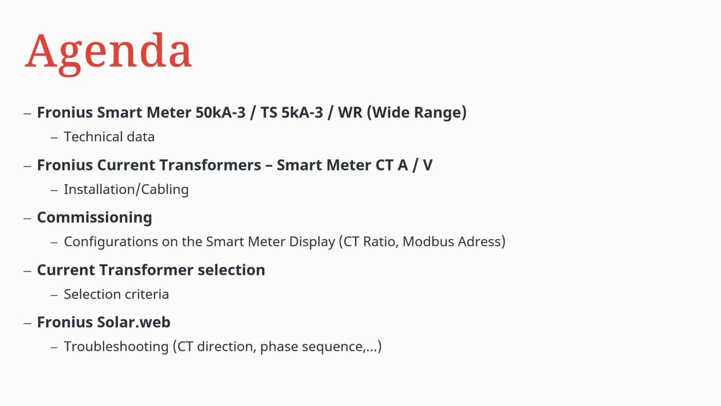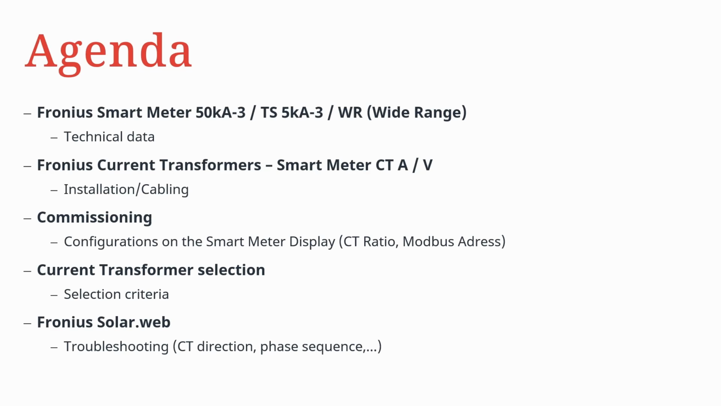So let's take a look at what's on the agenda today. At first, we'll look at the 3 Fronius smart meters which are relevant for our current transformers. One is the Fronius smart meter 50 kA 3-phase. The other is the Fronius smart meter TS 5 kA 3-phase. And finally our newest smart meter, the WR, which stands for wide range.